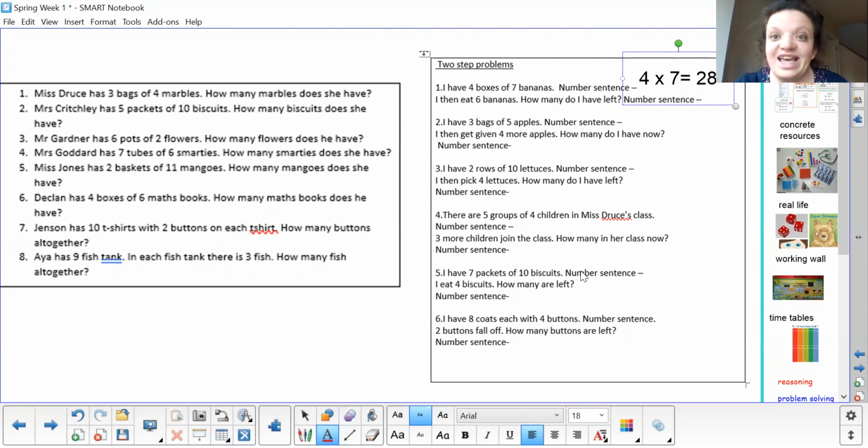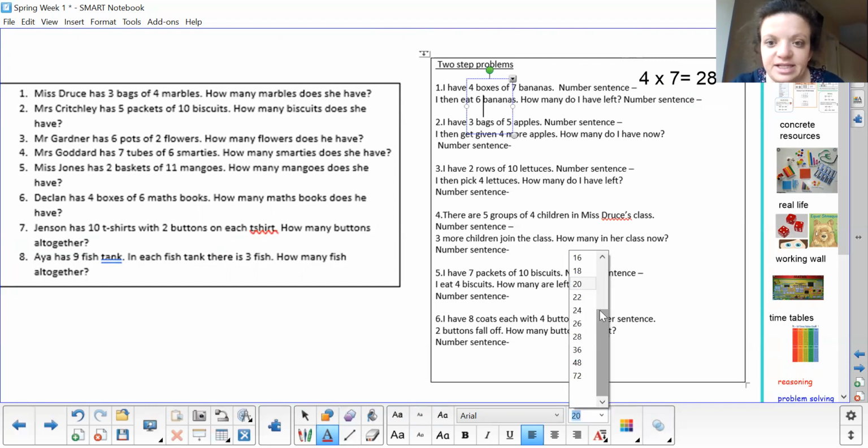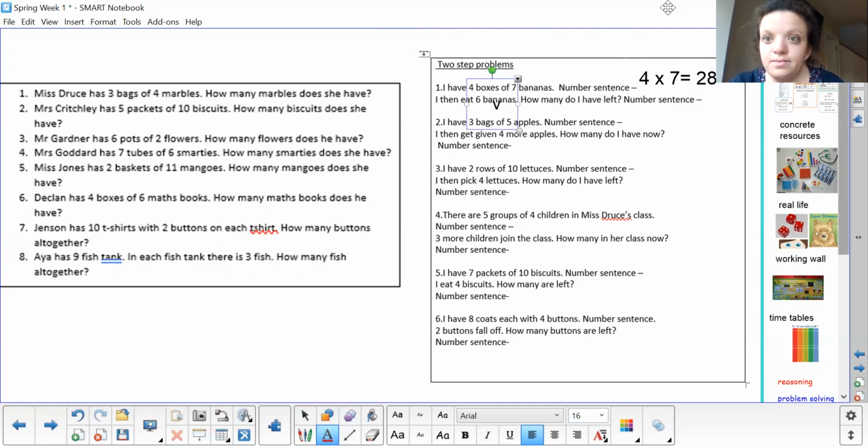Okay, and then we're going to eat 6 bananas, so 28 now, take away 6. So you need to write those 2 number sentences. 28 take away 6, and we get left 22. Okay, so that would be the answer.